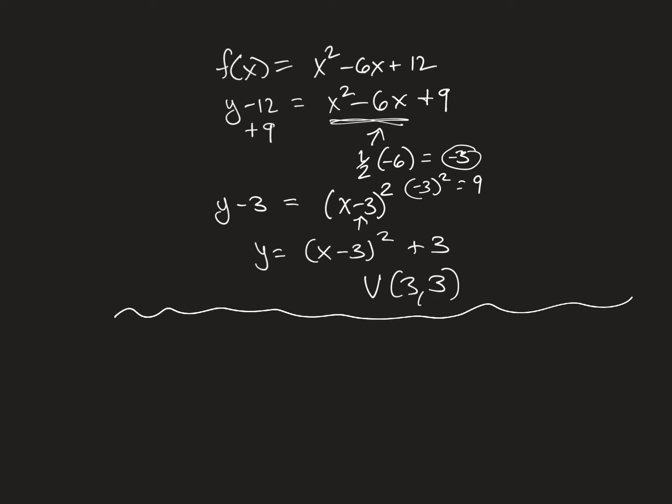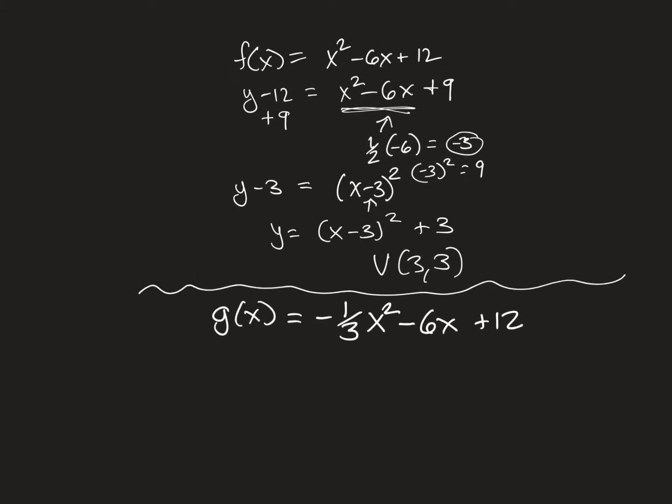What if I have, I'll call it g of x, equals -1/3 x squared minus 6x, let's see, I guess I'll do plus 12 again. So it's kind of similar, but the coefficient isn't 1 in front of the x squared. Okay, first let's start off the same way. I'm going to bring over the constant.